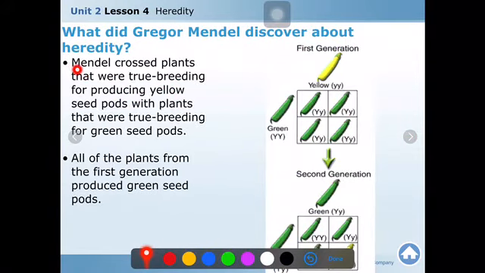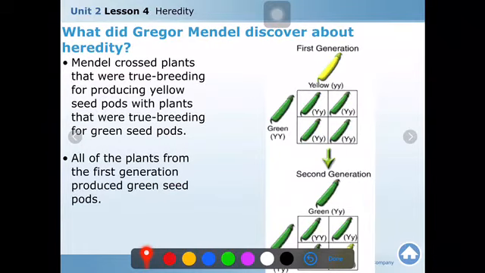Now, Mendel crossing means fertilization. Fertilization means the coming together of two plants. What do they do? They just transfer the sperm from one plant to another plant. This is also called crossing. They are crossed. Mendel crossed plants that were true breeding for yellow seed pods with plants that were true breeding for green seed pods.